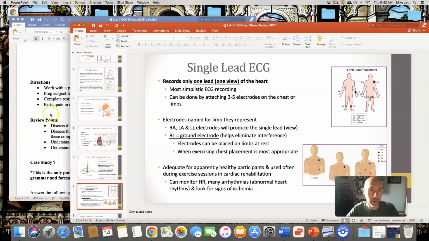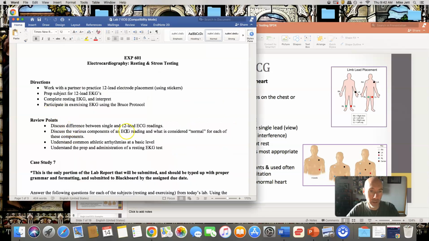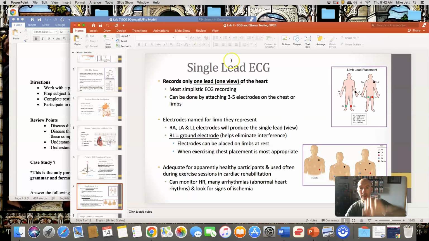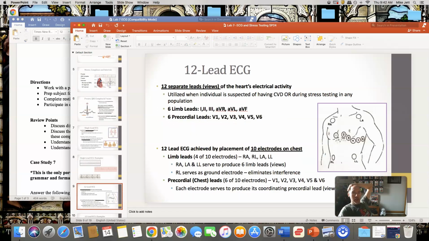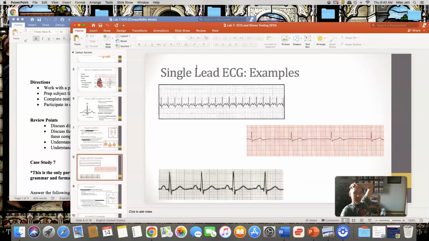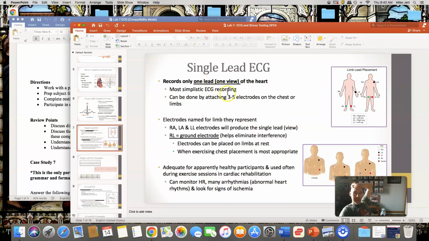Now, the first bullet point on the lab was to know the difference between a single and a 12-lead EKG. So these slides will show us this. A single lead is going to give us one view of the heart, okay? At least that's the way it's supposed to work. The number single refers to the single view, as on this slide, and the number 12 refers to 12 views. The number does not refer to the number of electrodes, okay? So for a single lead ECG, we should be able to view that from placing anywhere from 3 to 5 electrodes on the chest or the limbs.